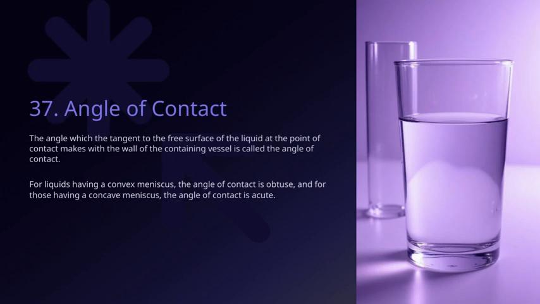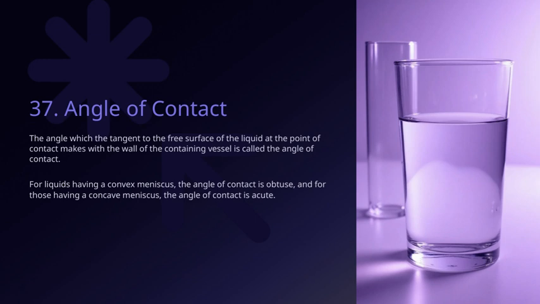Now, let's wrap up with an important concept called the angle of contact. When we look at liquids in a container, the shape of the meniscus tells us a lot about the interaction between the liquid and the container surface. If the meniscus is convex, meaning it curves outward, the angle of contact is obtuse, greater than 90 degrees. On the other hand, if the meniscus is concave, curving inward, the angle of contact is acute, less than 90 degrees.